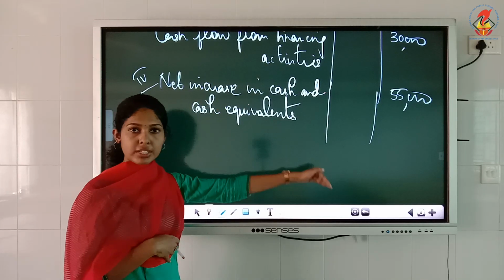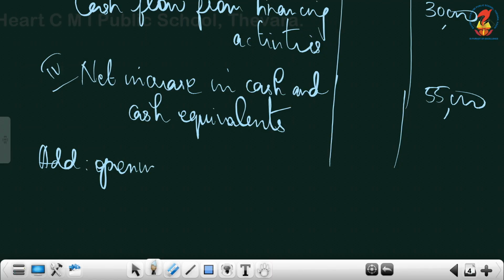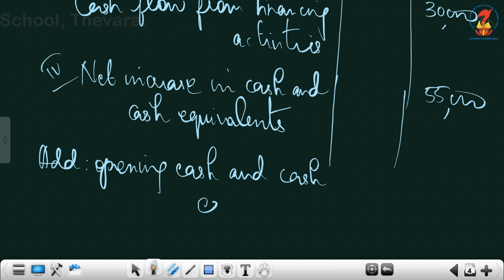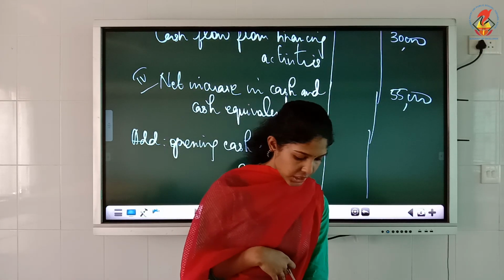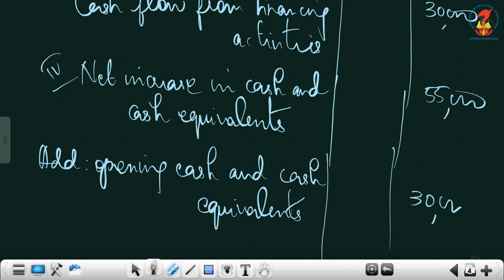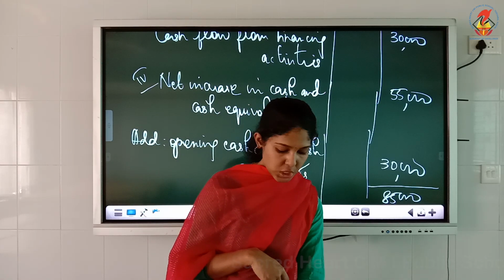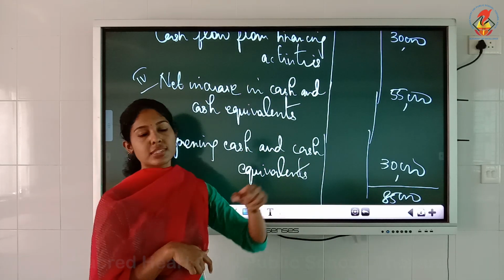Here onwards all figures will be written in the outer column. With that you add opening cash and cash equivalents. From where will you get the opening cash and cash equivalents? From your balance sheet. So the opening figure is 30,000. Add these two, you are getting 85,000. Just see whether the answer is correct. You look into the balance sheet, see the closing cash and cash equivalents, it is 85,000. That means your answer is correct.